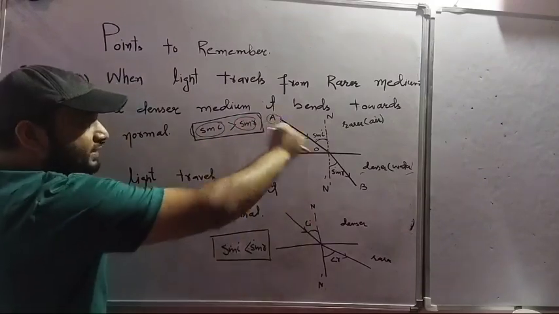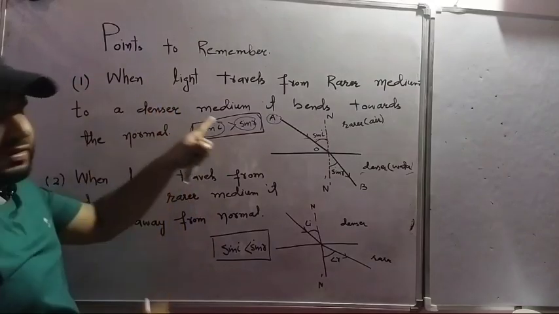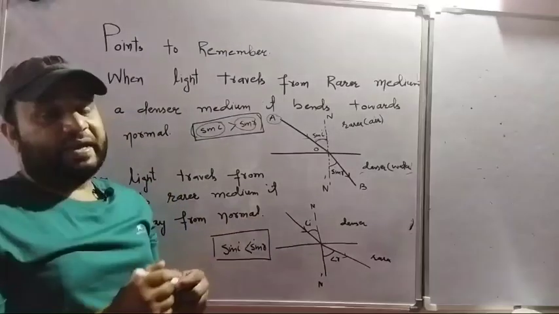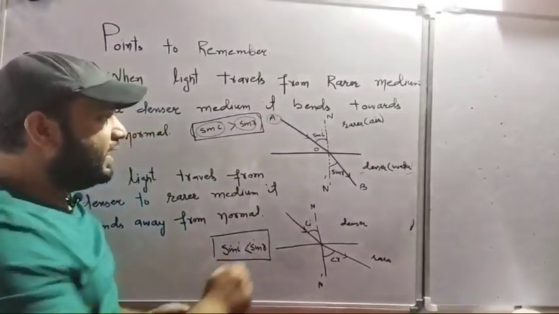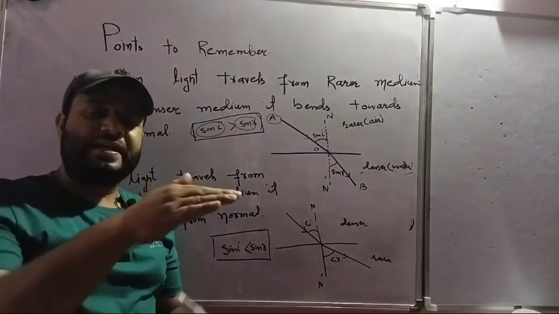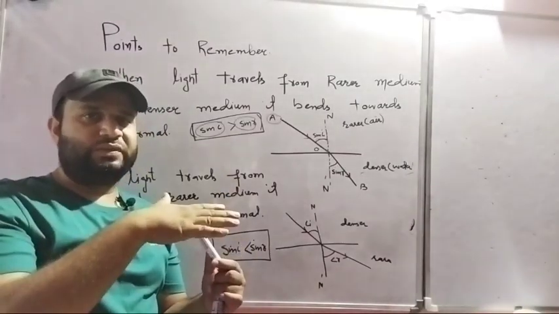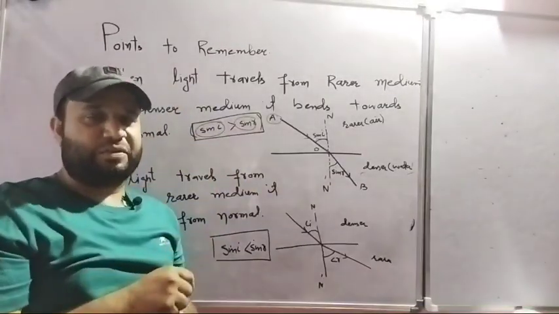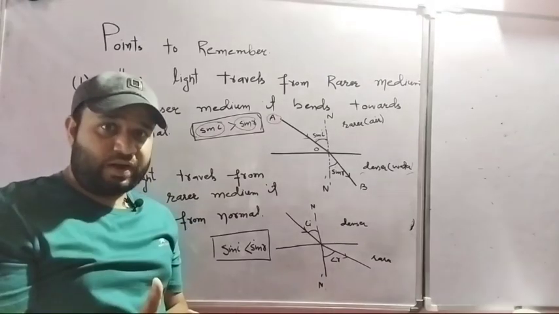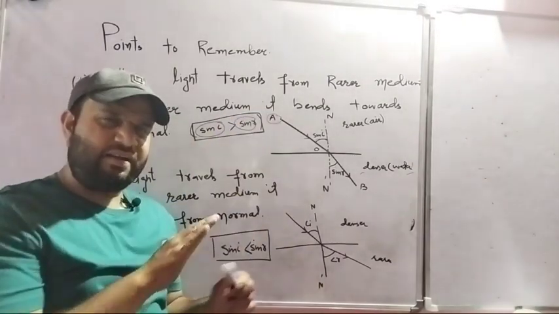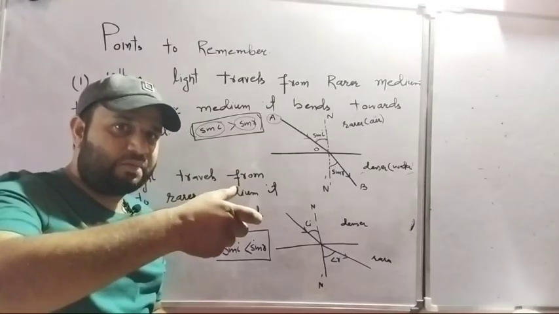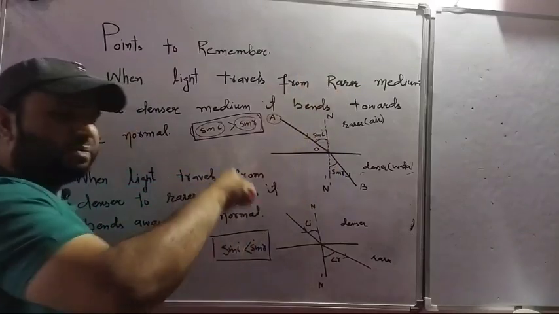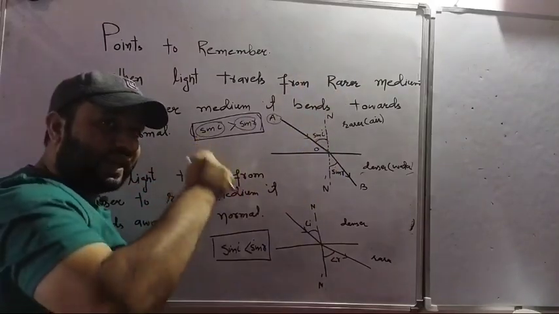Always remember, my dear, when light travels from a rarer medium, I have already told you what a rarer medium is. In a rarer medium the velocity of light is faster, while in a denser medium the velocity of light is very slow. It slows down when light enters the denser medium. A denser medium has a refractive index, it has the ability to bend the light. I already explained that: optically denser medium, or optically rarer medium. Right, my dear? A rarer medium is that medium in which the velocity of light is faster.